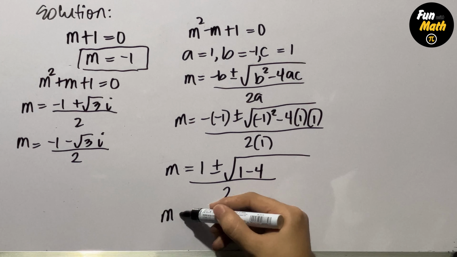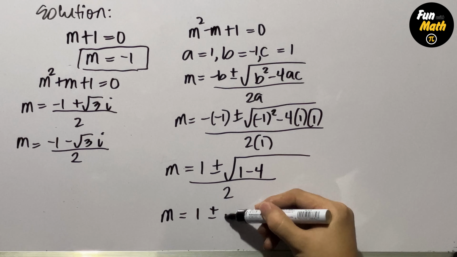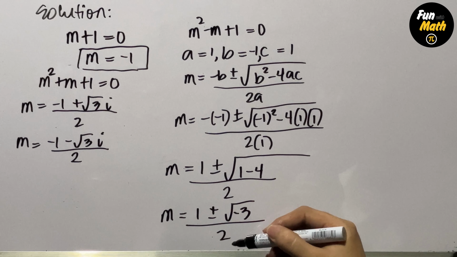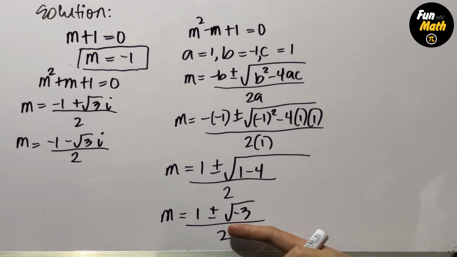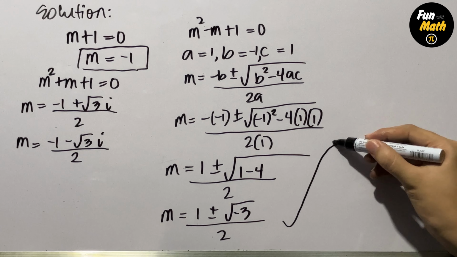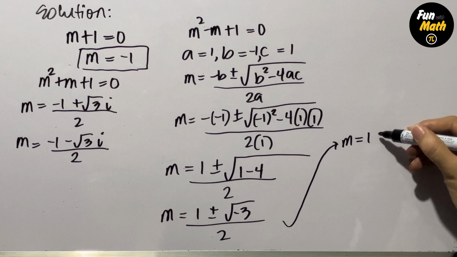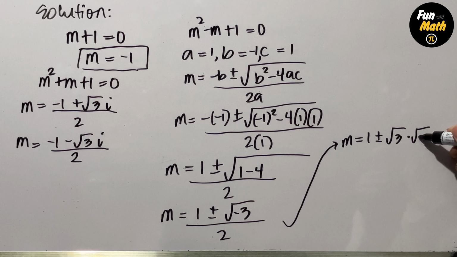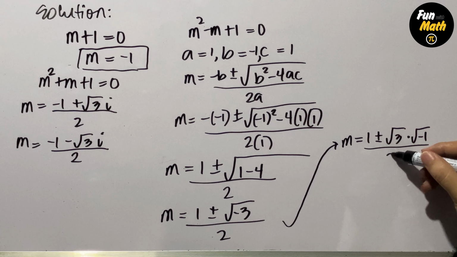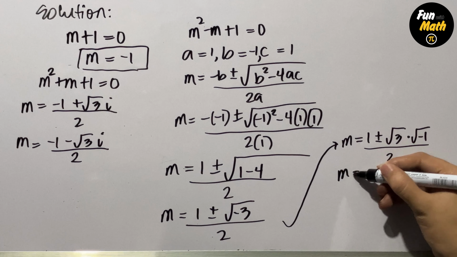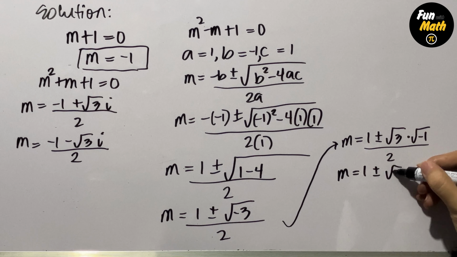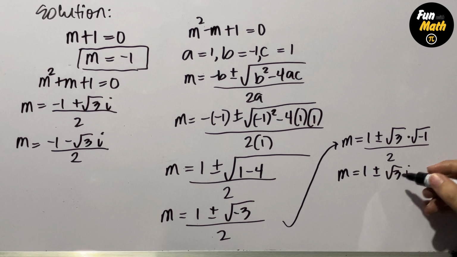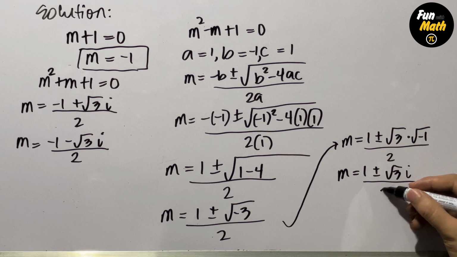Next, this is m is equal to 1 plus or minus the square root of 1 minus 4, that is negative 3, all over 2. And we can split square root of negative 3 into m is equal to 1 plus or minus the square root of 3 times square root of negative 1 all over 2. And this is m equals 1 plus or minus the square root of 3 times the square root of negative 1, that is equivalent to i. So all over 2.